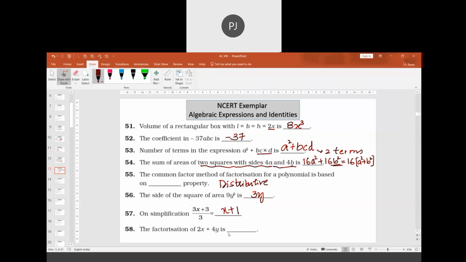Yes, that's one. Factorization of this. Sir, 2x plus 2y. 2 times of x plus 2y. Yes, sir.